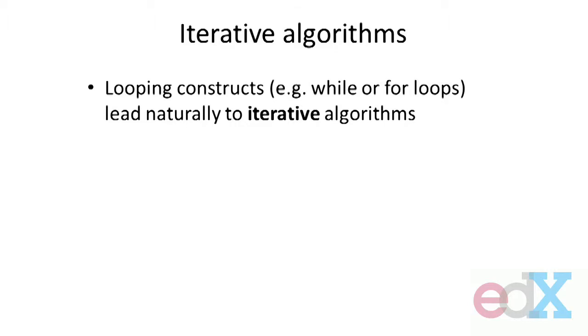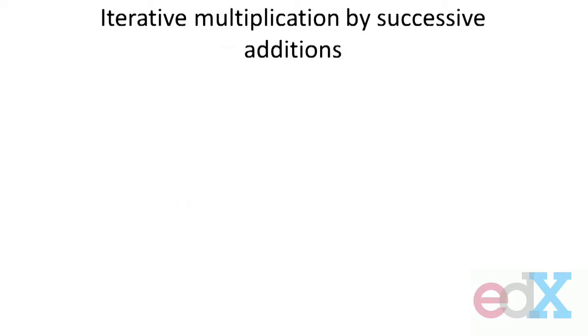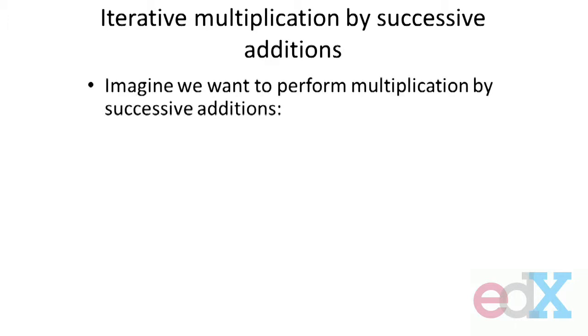And in particular, we can think of an iterative algorithm as capturing computation in a set of what we could call state variables. These are variables that describe the state of the computation. And those variables update or change their values on each iteration through the loop. Let's look at an example. So here's a simple little example. Imagine that we want to do multiplication, and we're going to do it just using successive addition. Our computer only comes with addition. It doesn't come with a built-in multiply. I know that's dumb, but it gives us a simple example to deal with.